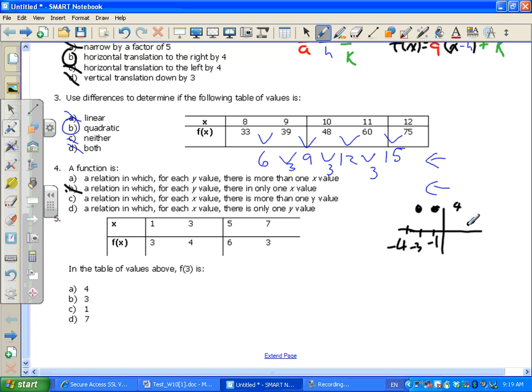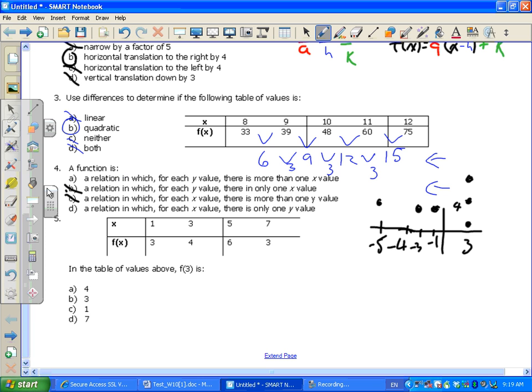We know that's false because what that means, if I have an x value of 3 and I have 3 different y values, my vertical line test doesn't pass. So we know C is false. And a relation in which for each x value there is only one y value. So if I have negative 5, there's only one y value.